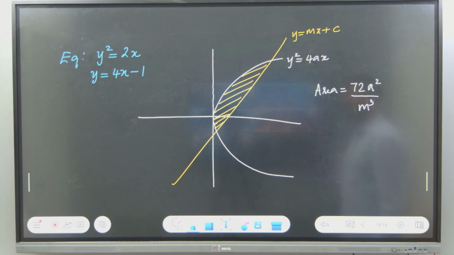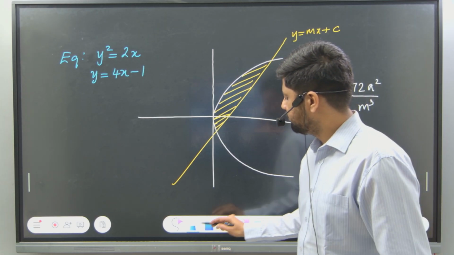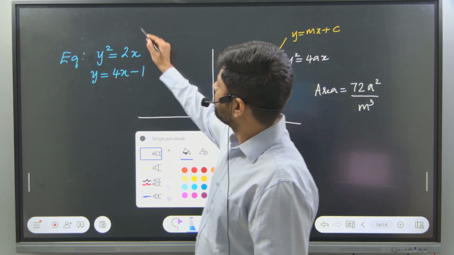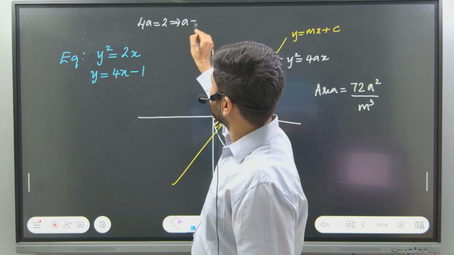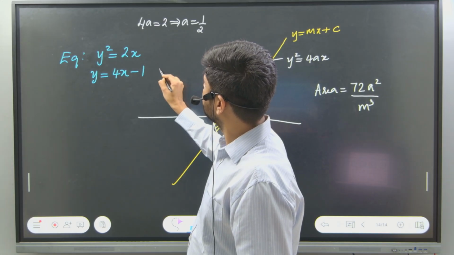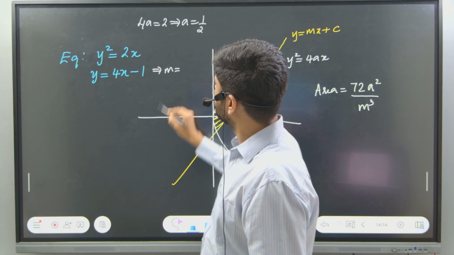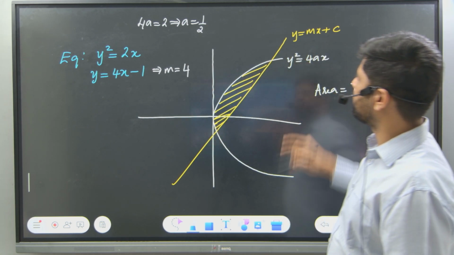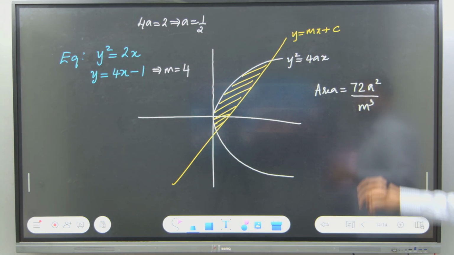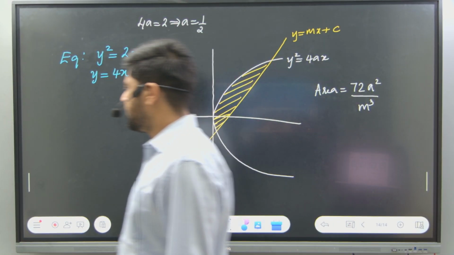A is to, how much is A? 4a is 2. How much is A? A is half. How much is M? M is 4. mx plus c format. It is already in the format of y is equal to mx plus c. Substitute. Who will tell me the answer?